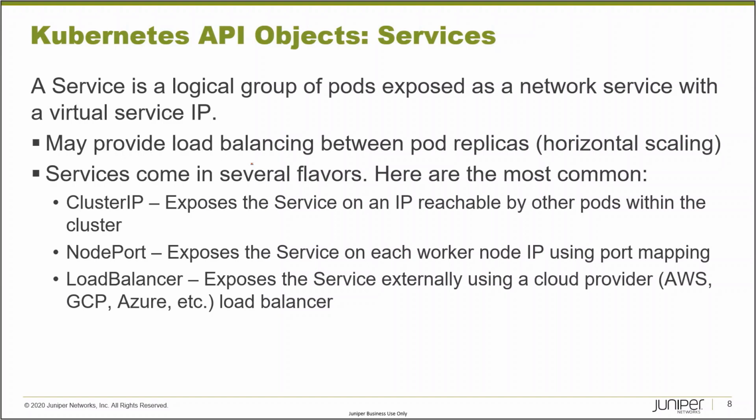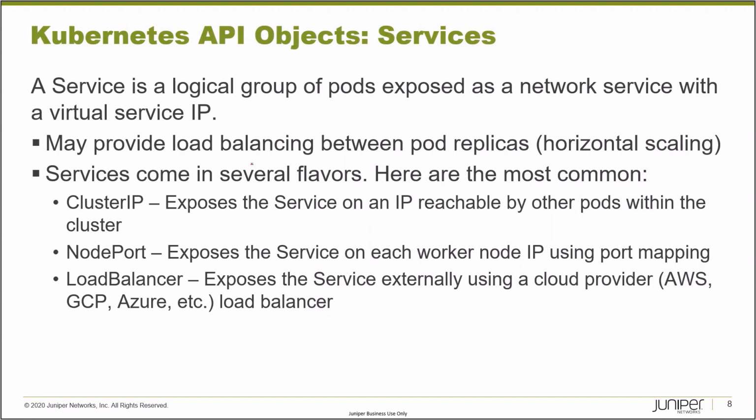There are several flavors of services. We're just going to briefly talk about the most common ones. So a cluster IP service exposes the service on an IP that's reachable by other pods within the cluster. So this is not going to be reachable outside of the local cluster. So if we have services that are only used by other services within the cluster, a cluster IP might be appropriate. The node port service exposes the service on each worker's node IP using port mapping. This can be useful in test and lab environments.